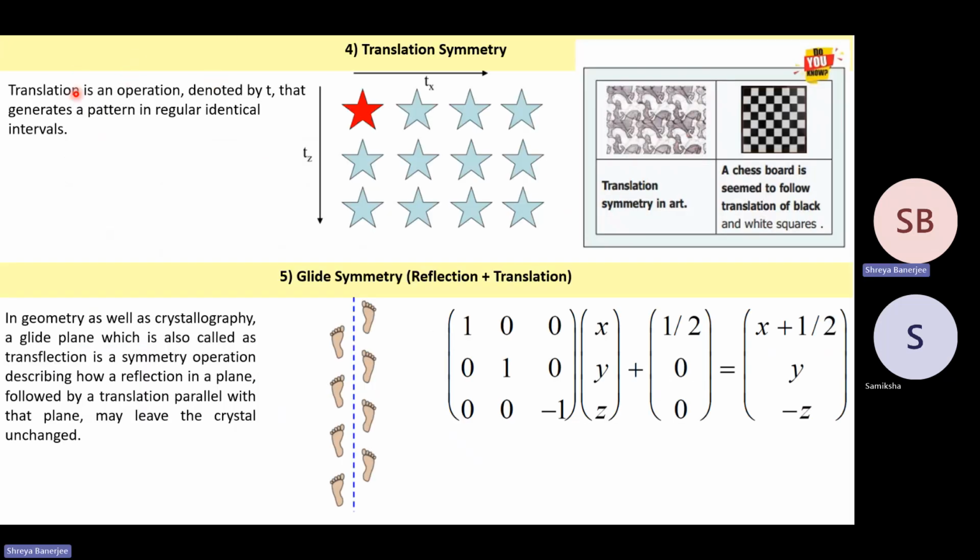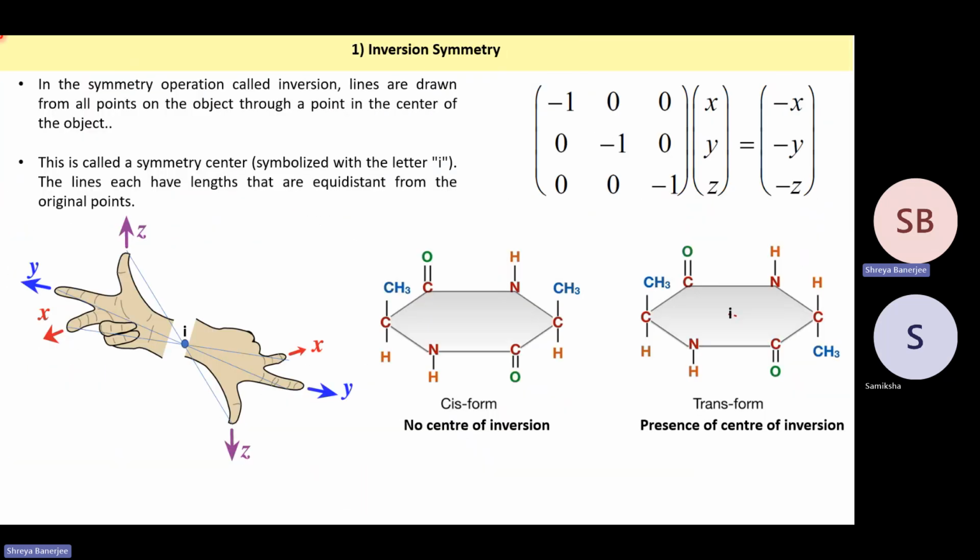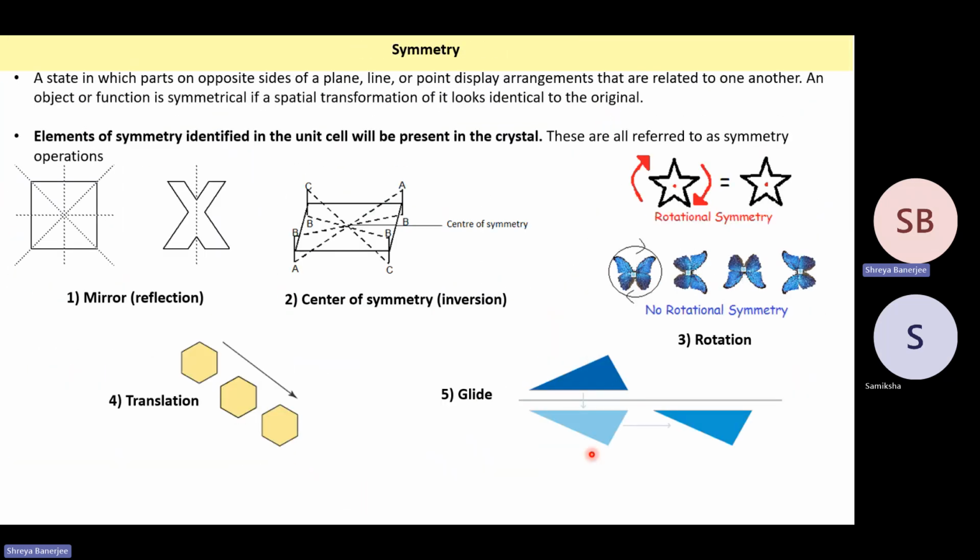Then you can have the translation operator. So translation, if it is along x direction, it will move in the x-axis. If it is in y or z, it will move along that axis. So for translation, no such matrix has been defined. But if you have glide symmetry, which is reflection plus translation. So if we go back to what was glide symmetry, you have a reflection operator followed by a translation operator.